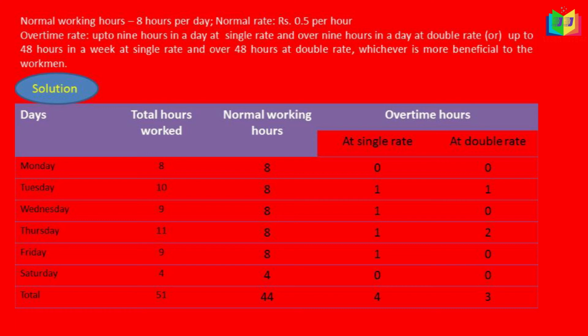Okay, and on Wednesday 9, 8 we have here and 1 in single rate, so no double rate hour. And for Thursday it's 11 here and normal hours is 8, so we'll get 3, in that 1 single rate and the balance 2 is double rate. And for Friday only 9 hours, so normal working hours is 8, so we have only 1 single rate hour overtime, and on Saturday we don't have, so the total double rate overtime hours is 3 hours.